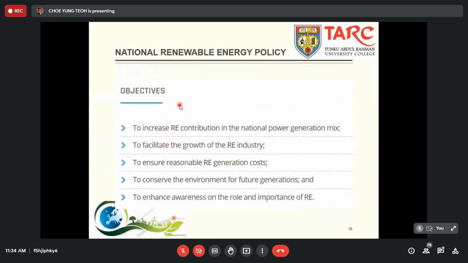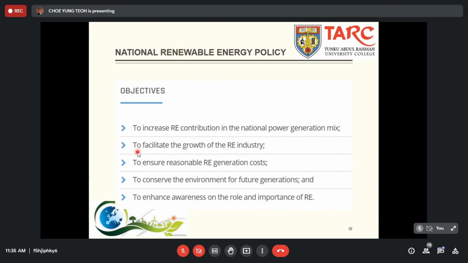Then we talk about Malaysia because you are now in Malaysia. So we talk about what policy we have, what target we have. So these are the national renewable energy policy. The objective here is to increase the renewable energy contribution in the national power generation mix. Currently, we mostly depend on fossil fuels and hydropower. So we try to increase the contribution of other types of renewable energy.